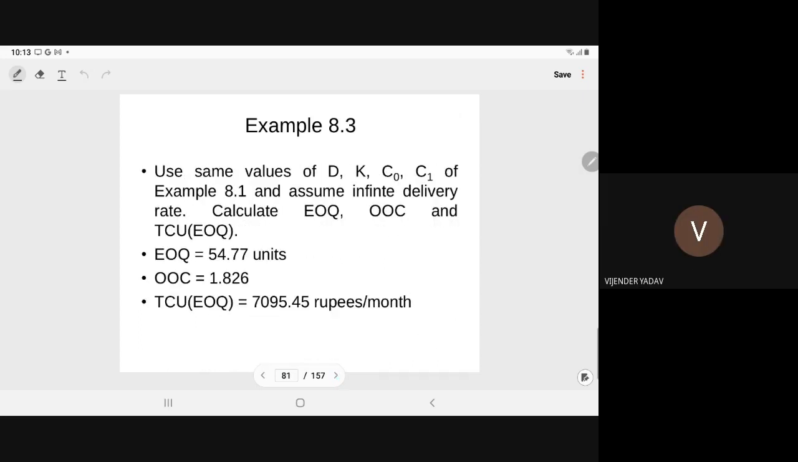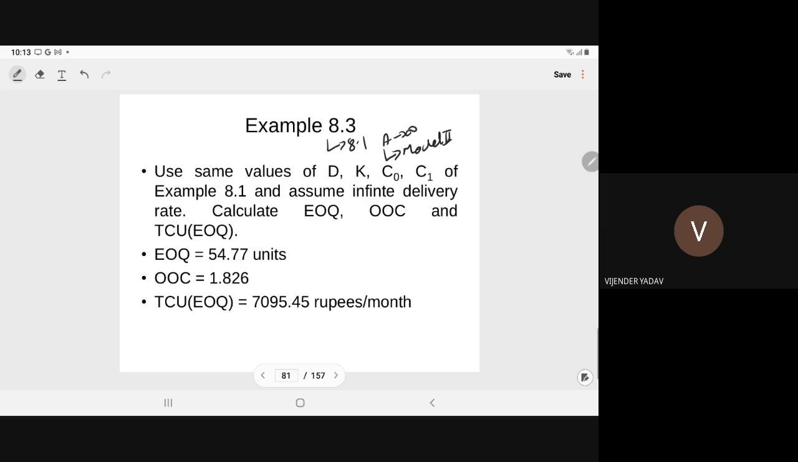So here we have the effect of the lead time. Use the same values of D, K, C0, C1 of example 8.1. Assume infinite delivery rate. Calculate the EOQ, OOC, and TCU at the optimal order quantity. That is our question, an extension of 8.1. In this, you just have to assume a tends to infinity. So if a tends to infinity, this is model second.